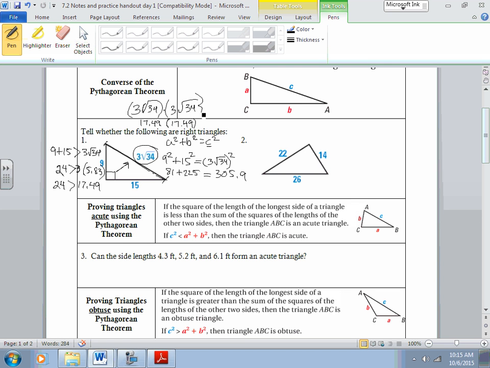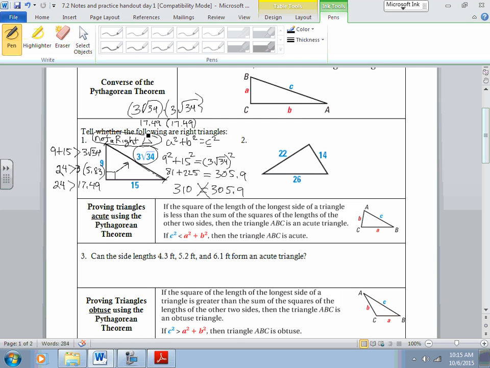So 81 plus 225, what do you get from those two? 310? Okay. Is 310 the same as 305.9? No. So put an X there. This is not a right triangle.